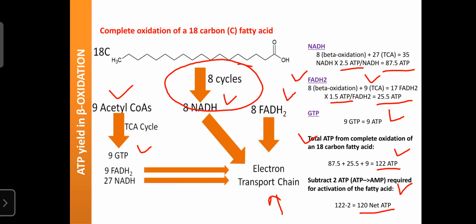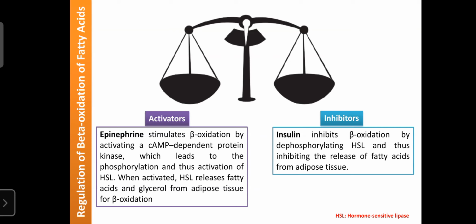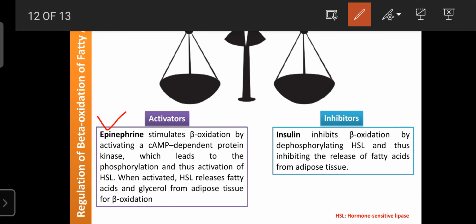So beta oxidation provides a lot of energy to our body for regular biochemical reactions. Next, regarding the regulation of beta oxidation of fatty acids, some molecules accelerate beta oxidation, and some molecules, enzymes or hormones inhibit it. Among them, epinephrine, also known as adrenaline, is a sympathomimetic hormone, also known as a neurotransmitter, secreted from the adrenal gland or adrenal medulla.